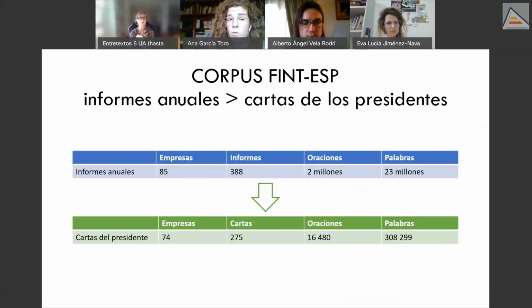Una vez confeccionado este corpus de informes anuales, no olvidemos que a nosotros nos interesaban las cartas de los presidentes, y por tanto de esos 23 millones de palabras que encontramos en este gran corpus, nosotros solo nos hemos quedado con la parte de las cartas del presidente que conforman las primeras páginas de cada informe. Hemos obtenido un corpus de algo más de 300.000 palabras, que también es un corpus considerable.